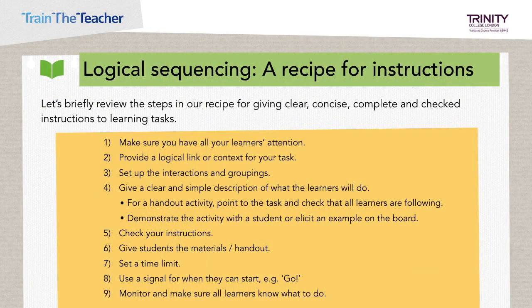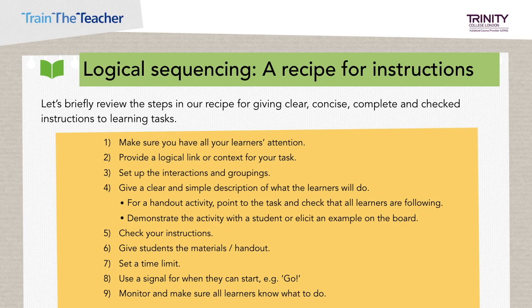So there you have it, a simple, logical recipe for setting up tasks and activities in your classroom. So let's briefly review the steps to make sure that we're giving clear, concise, complete, and checked instructions. 1. Make sure you have all your learners' attention. 2. Provide a logical link or context for your task. 3. Set up the interactions and groupings. 4. Give a clear and simple description of what the learners will do right now.